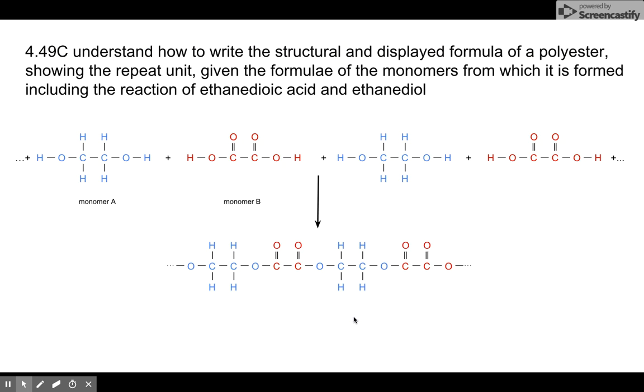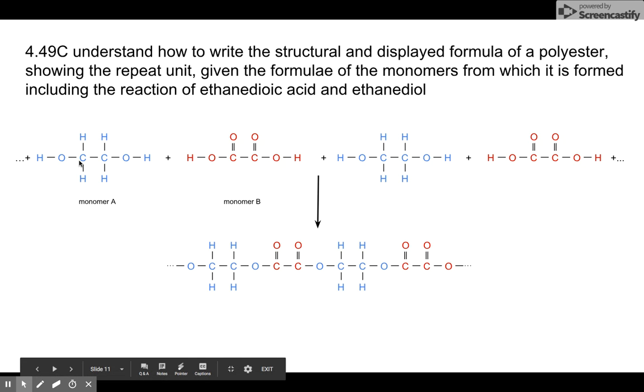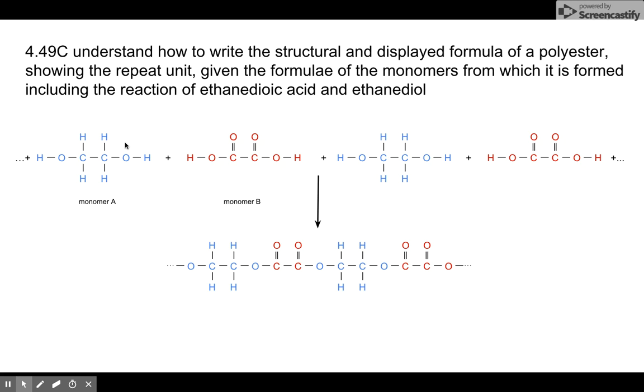Let's have a look what that looks like in relation to actual molecules now. So what we've got is monomer A, and this functional group here is what's called an alcohol group. You should know that. Here we've got another alcohol group. That's called a dialcohol or a diol. This happens to be ethane diol. Two carbons with an ol here and an ol here. So that's ethane diol. We've also got ethane dioic acid. So here we've got two carbons again. You should remember COOH is a carboxylic acid group. So we've got a COOH on one side of the molecule and a COOH on the other side of the molecule.